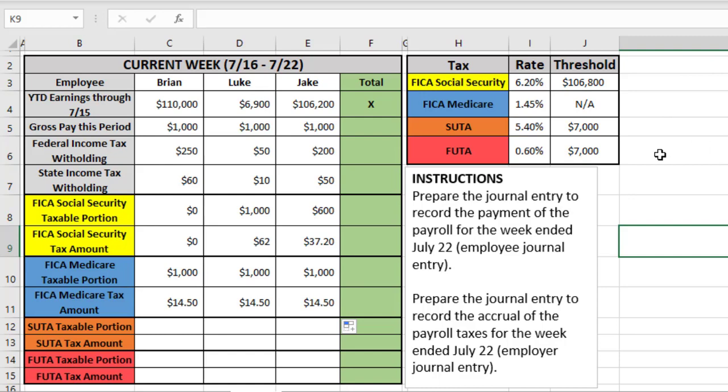So the state and federal unemployment taxes each have a threshold of $7,000. So in some ways, this is going to be treated similar to the FICA Social Security tax, which had a threshold of $106,800. So what I want you to do now is to pause the video and see if you can come up with the answers for the last four rows of this table.